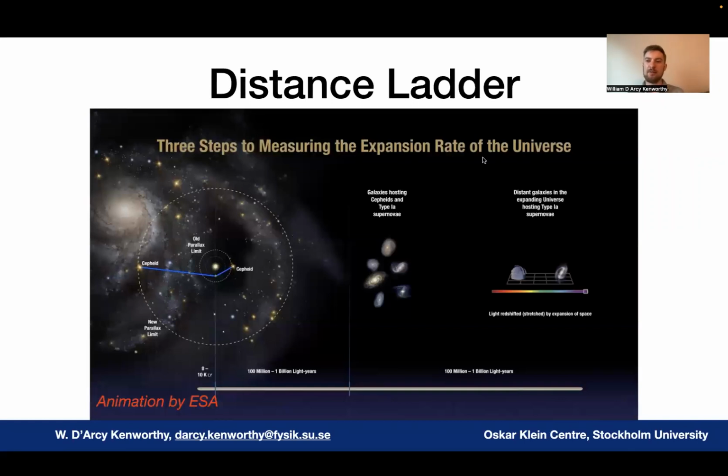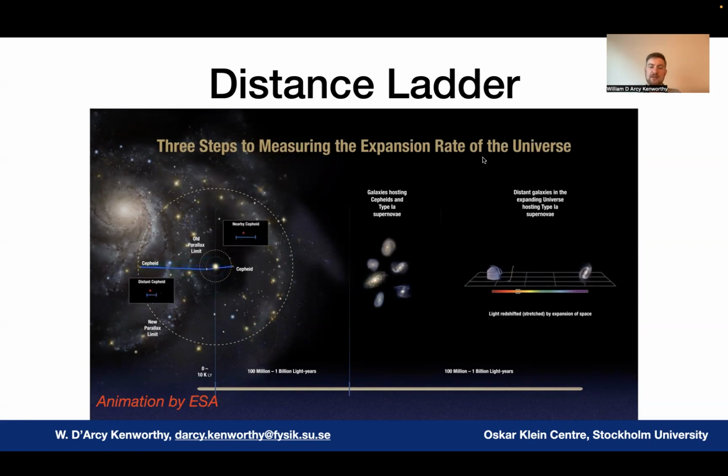The SH0ES collaboration was founded in 2005 to use a 3-rung distance ladder to measure the Hubble constant to better than 1 kilometer per second per megaparsec. This 3-rung distance ladder is based on geometric distances to nearby Cepheids, such as Milky Way parallaxes. These absolute distances allow us to calibrate the zero point of the Cepheid period-luminosity relation, the Leavitt law.